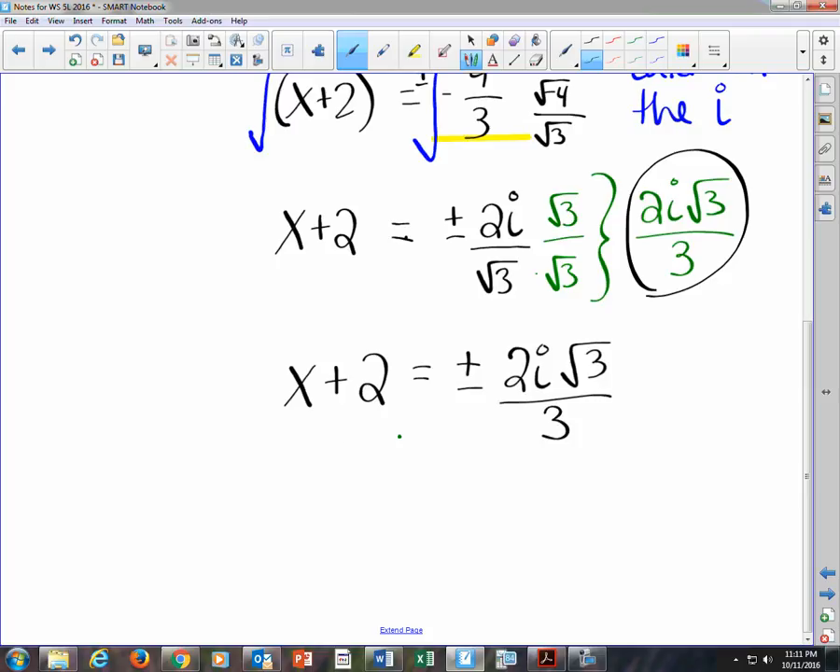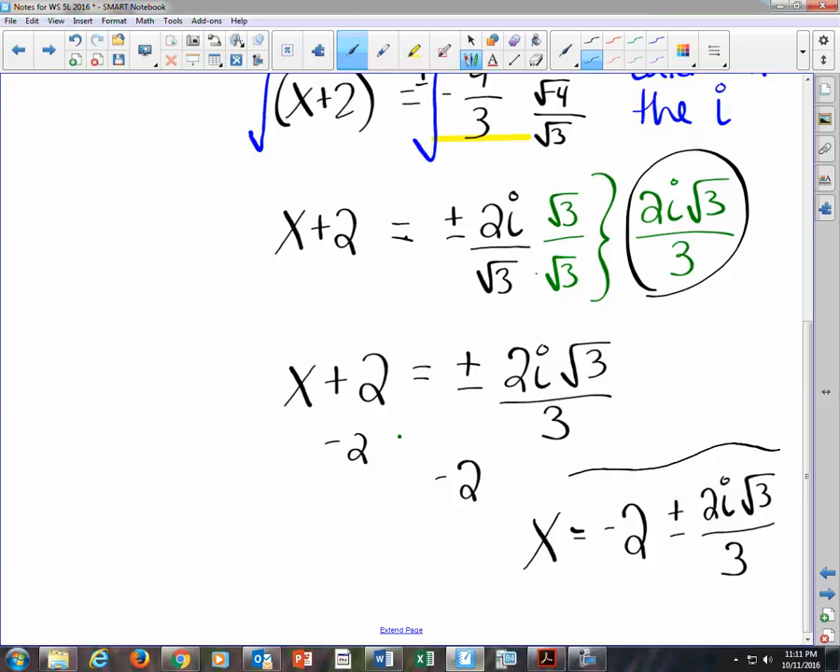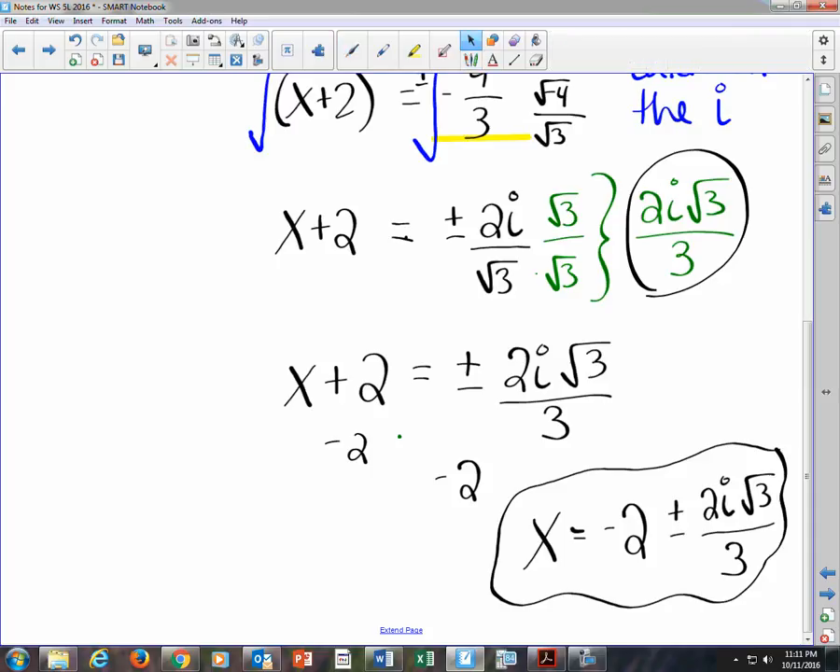And then in my last step, I just subtract my 2 over. So here comes my 2, which is my real part. My imaginary part was already on the right side of the equal sign. So my final answer is a complex number. It's got a negative 2 as the real part, and then a plus or minus, and then a 2i root 3 over 3 as the imaginary part. And there you go. So, lots of steps to these problems.